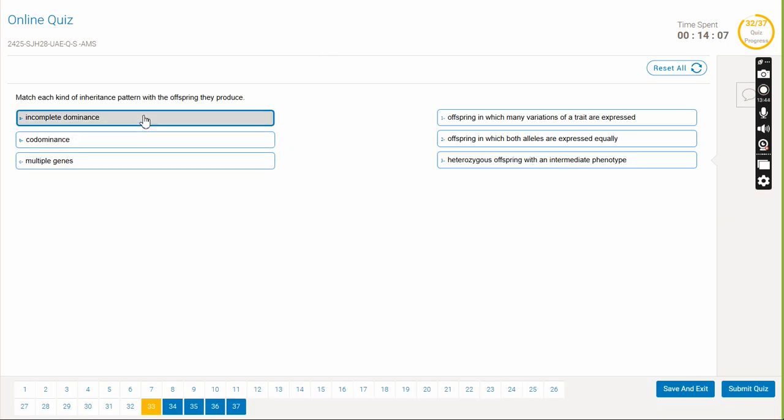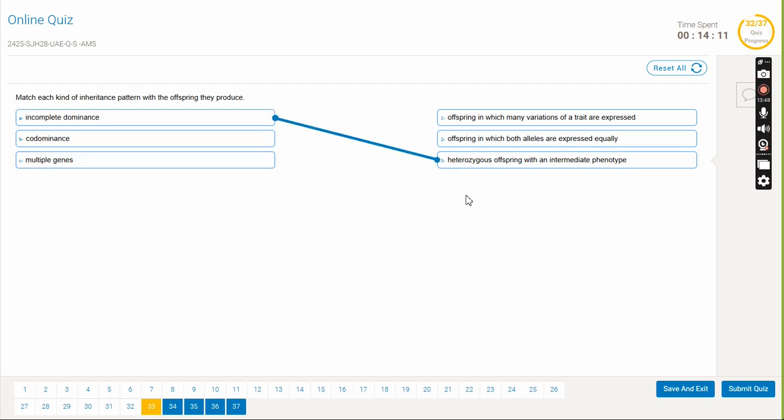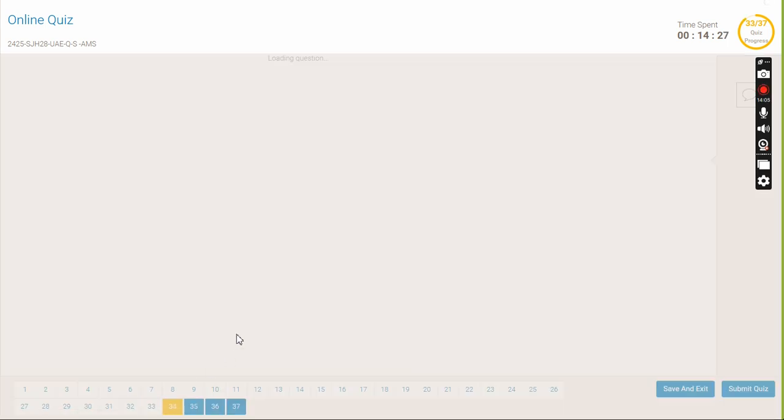Now here, incomplete dominance, what does that tell us? Heterozygous offspring with an intermediate phenotype. Codominance means offspring in which both alleles are expressed equally, right? Like the red and pink flower. Sorry, the red and white and then the pink flower. Multiple genes, offspring in which many variations of a trait are expressed.